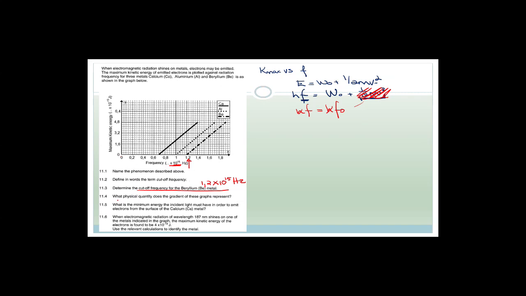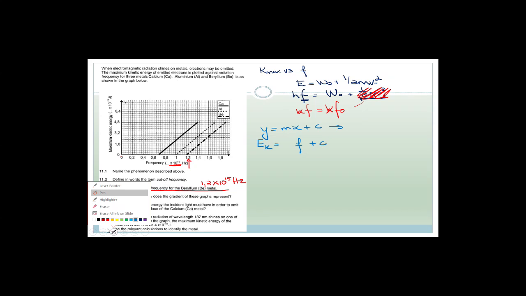Now it says, what physical quantity does the gradient of these graphs represent? Okay, so let's think about this again. Do you agree y is equal to mx plus c? That is your equation for a straight line. On the y they've put the kinetic energy, and on the x they've put the frequency. So do you agree that what they've done is they've rearranged this so that the kinetic energy is on the y axis?